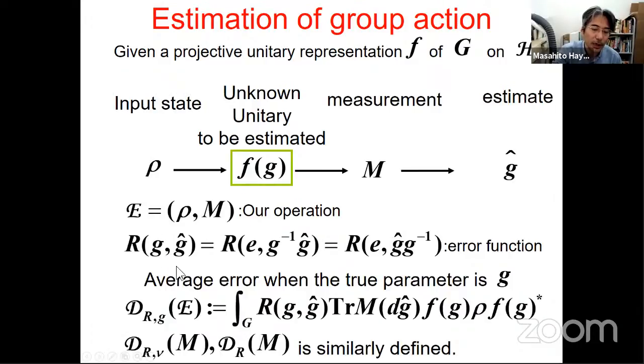In that case, we have an error function in this way, and we assume some symmetric condition. So then we need to impose this condition. This is some symmetric condition for the error function, and we take the average. So in this case, our average error is described by this one. This one depends on the unknown parameter group element g, and E is a pair of our choice. So similarly, we can define the Bayesian case and also the minimax case in the same way based on this one. This is our problem. So we want to find the best choice, and we want to know the behavior of this minimum error.